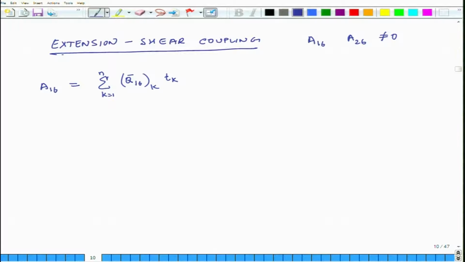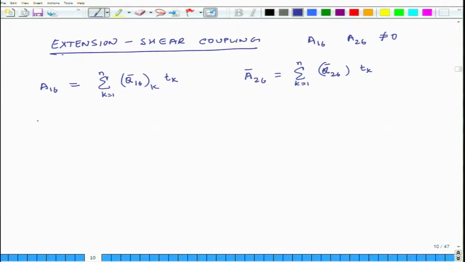And similarly, A26 is equal to the sum for k is equal to 1 to n of Q26 bar Tk. Now, there are several ways we can ensure that A16 and A26 are 0. So, there are 2 or 3 approaches.